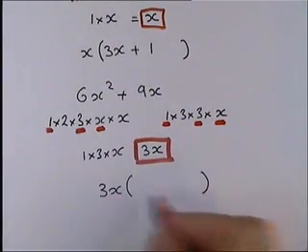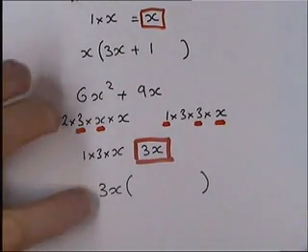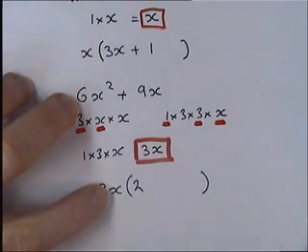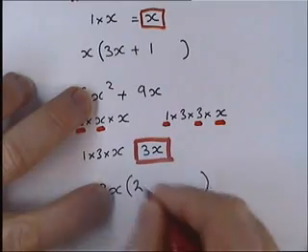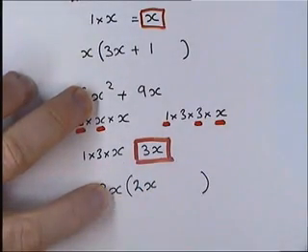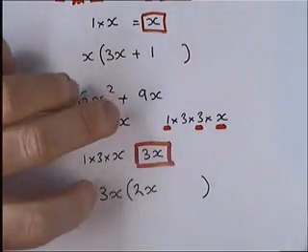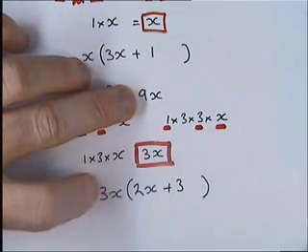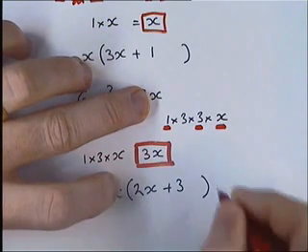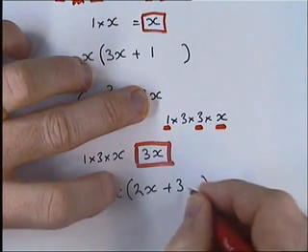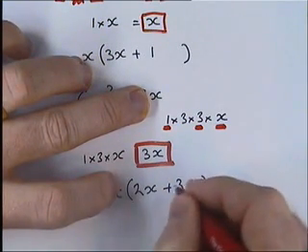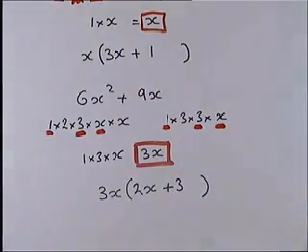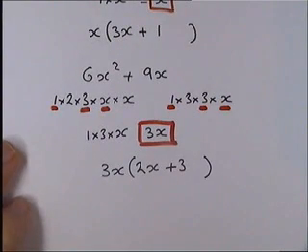Now we've got to work out what goes inside the bracket. So what do you times by 3 to get 6? Yep, 2. And what do you times by x to get x squared? X. And what do you times by 3 to get 9? 3. And what do you times by x to get x? 1. So you could put times by 1 there, but 3 times by 1 is 3, so there's no need. So that is fully factorised: 3x lots of 2x plus 3.